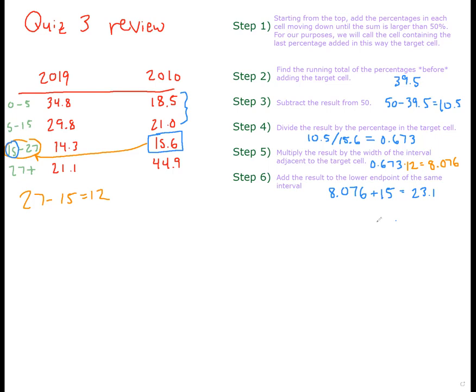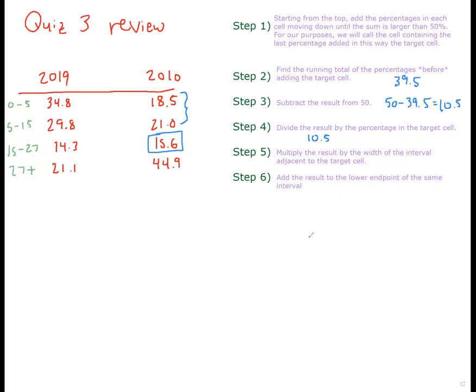Okay. We're going to do it all over again. They want us to do it again, but for 2015. So I'm going to undo all that stuff. 2015 numbers, let me go ahead and write those up here as well. 2015. We've got 28.9, 27.7, 15.3, and 28.1. I want the median again.